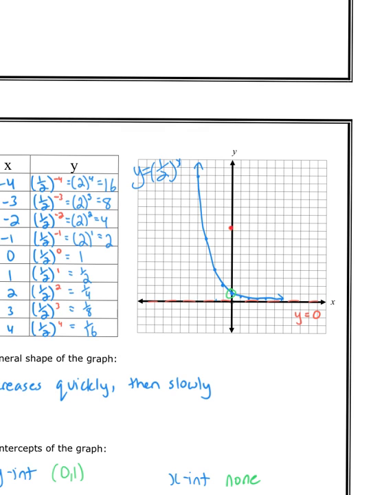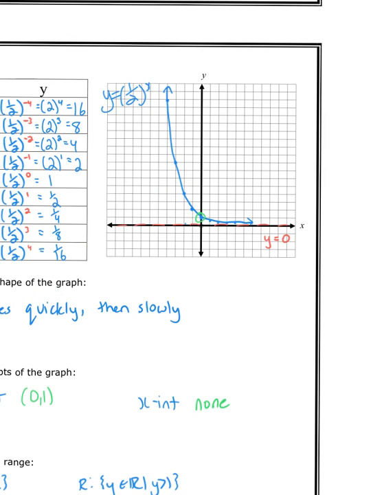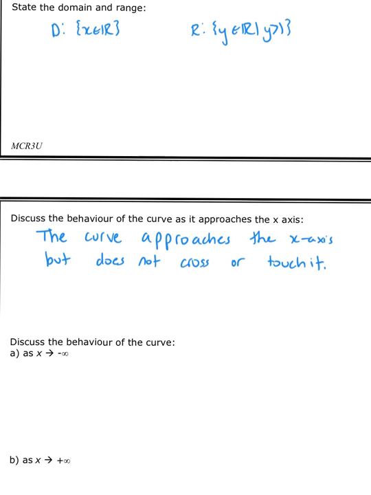But in the range, looking up or down, it can move up, but we have this asymptote stopping it from moving down below the x-axis. So that's why y has to be greater than 0. And then to discuss the behavior as the curve approaches the x-axis, again, it gets very close to it, but does not touch or cross it. So I've written that here, and remember that means there is an asymptote at y equals 0. So that's a horizontal asymptote.